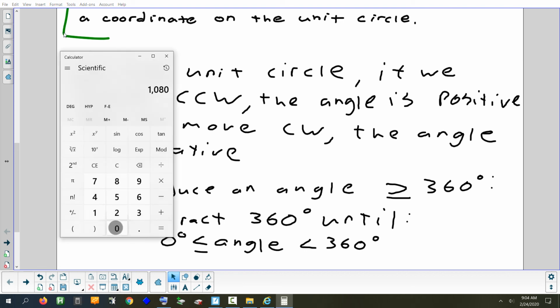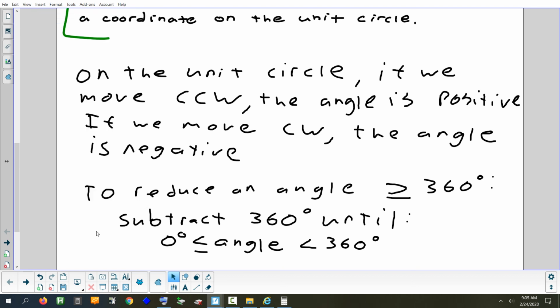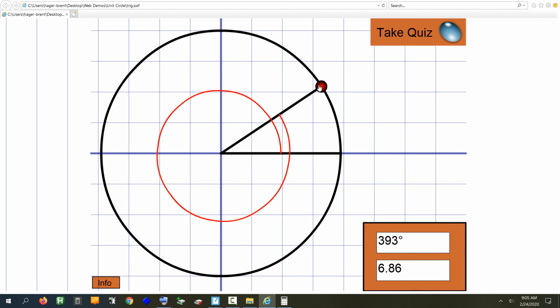And I don't need that program to do it. I could just use a calculator. I'm going to subtract 360. I'm going to do it again, and I'm going to do it again. So 1080 is exactly the same as 0 degrees. They're the same thing. And I can show you that by going like this.